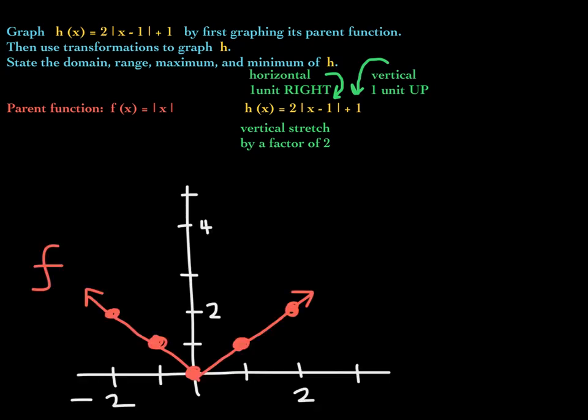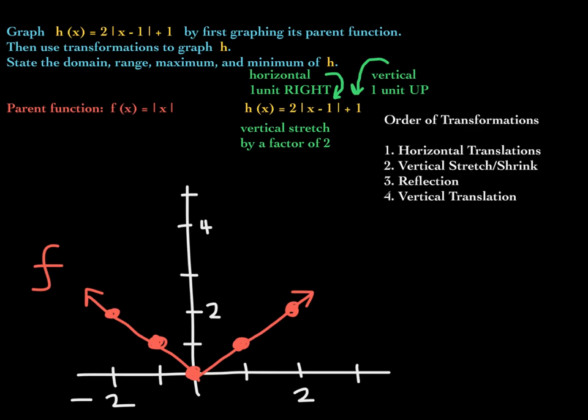Okay, you can see the first thing I did was graph the parent function. Now the parent function is that V-shaped. It's the same exact V that you and I graphed earlier in the lesson. Now what I need to do to this V is move it horizontally 1 unit to the right. I need to stretch it by a factor of 2, and then I need to do a vertical translation 1 unit up. I want you to catch the order.